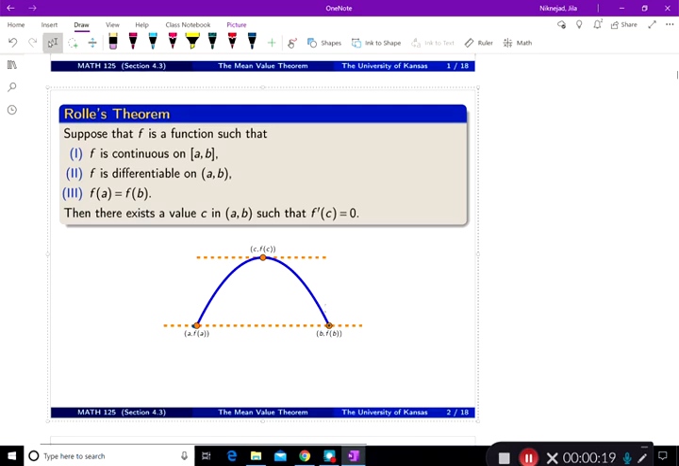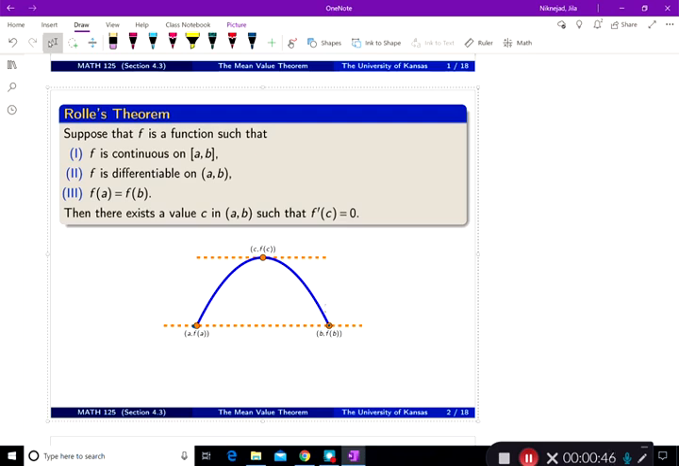Rolle's theorem. Suppose that f is a function such that f is continuous on a closed interval [a, b], and f is differentiable on the open interval (a, b), and f(a) is equal to f(b). Then there exists a value c between a and b such that f'(c) is equal to 0.